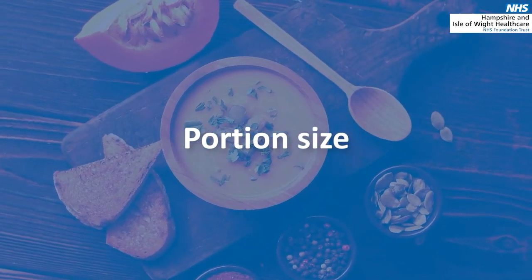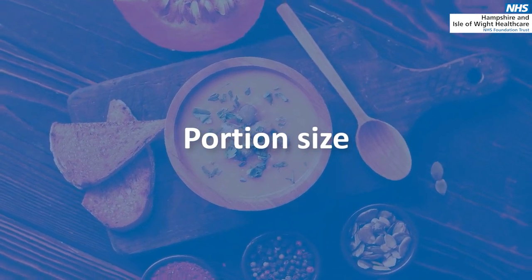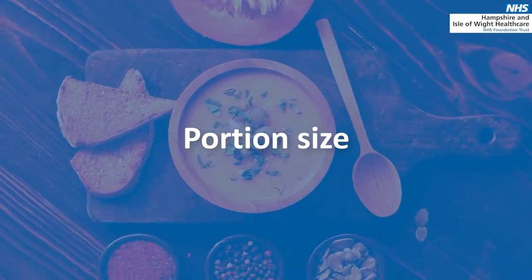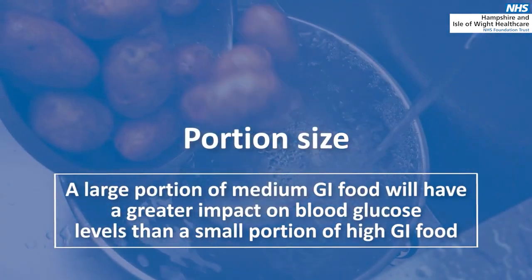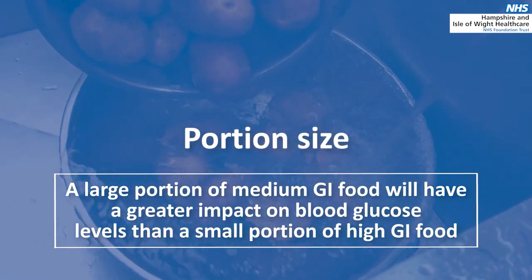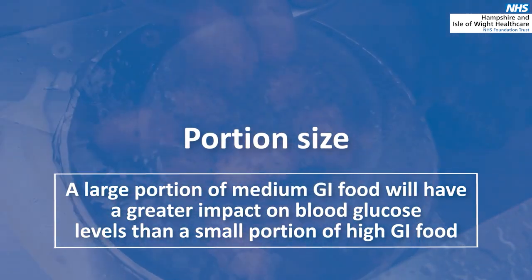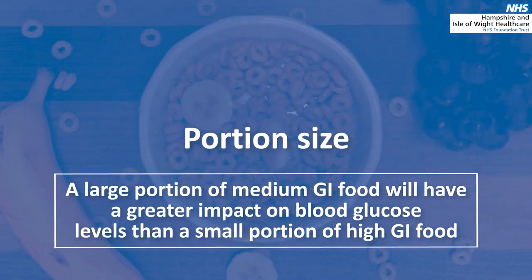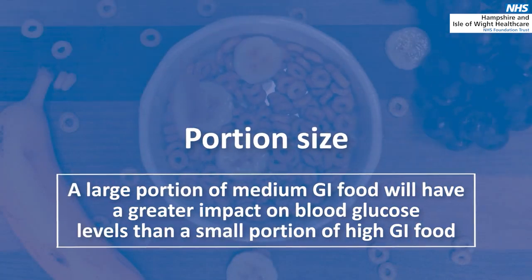It's also important to factor in the portion size because this will have the biggest effect. So if you were eating a larger amount of a medium GI food, this would have a greater impact on your blood glucose levels than, for example, a small amount of a high GI food.